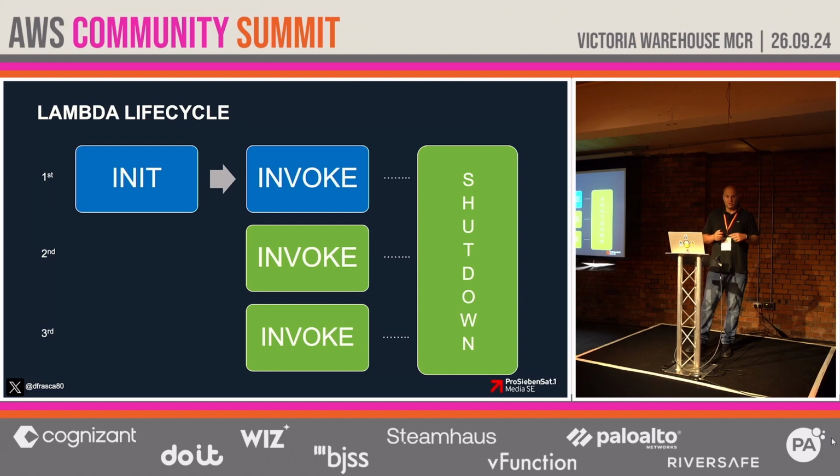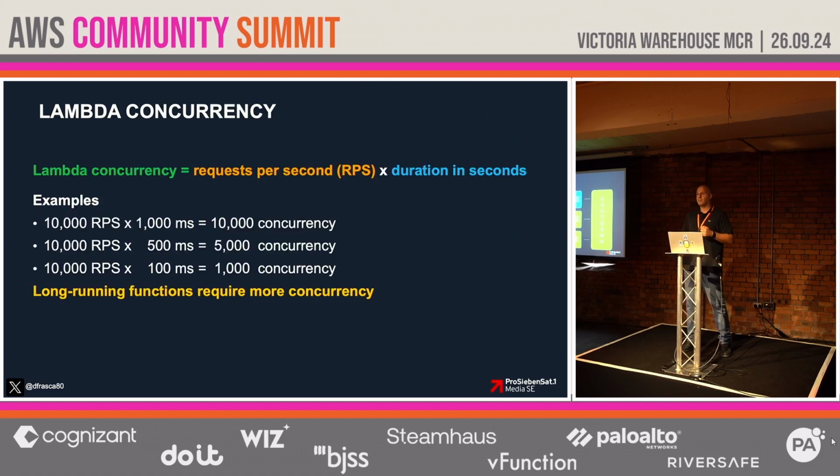So why is this important? Because when we are talking about Lambda, we need to have in mind some metrics: the concurrency and transactions per second. The concurrency per Lambda can be calculated in this way: it is the requests per second multiplied by the duration. The faster your Lambda is, the lower the concurrency, and this will allow you to scale more. Here is an example with 10,000 requests per second. If the Lambda runs for 1 second, you need 10,000 concurrent Lambdas. If your Lambda runs for 100 milliseconds, you will only have 1,000 concurrent Lambdas. So the faster your Lambda is, the lower your concurrency.